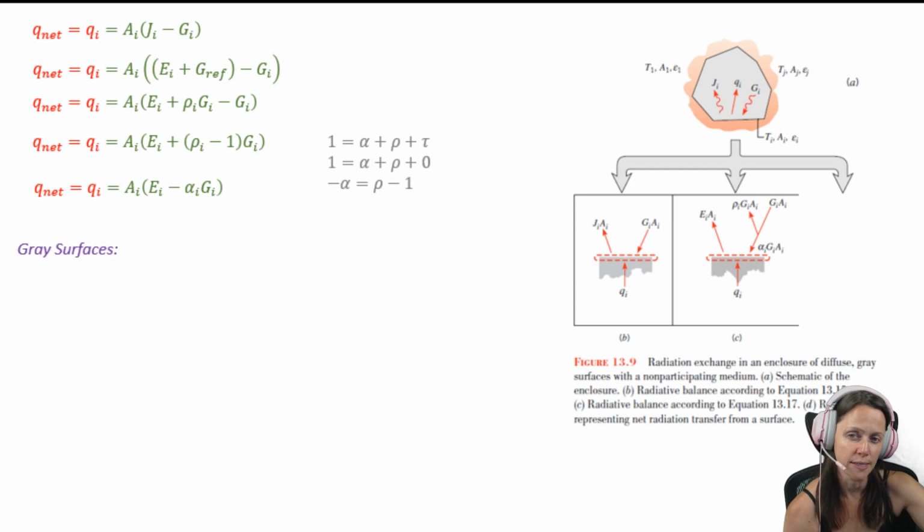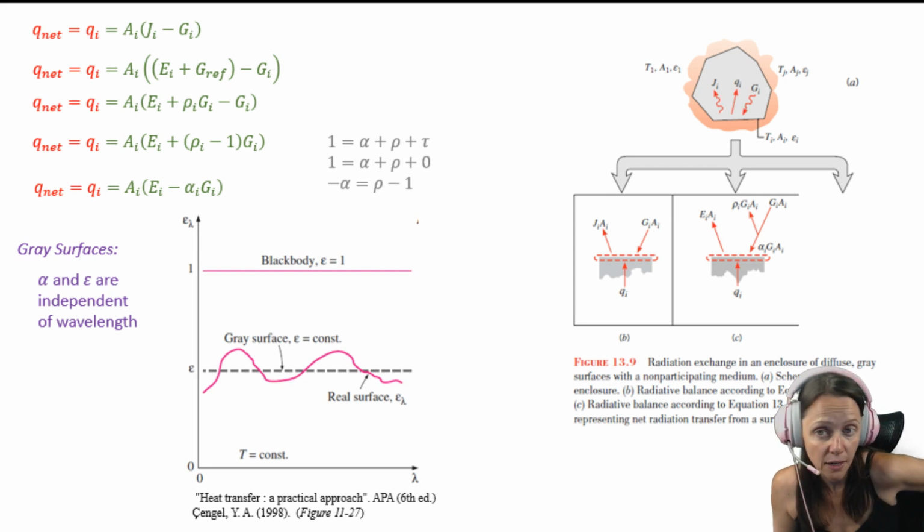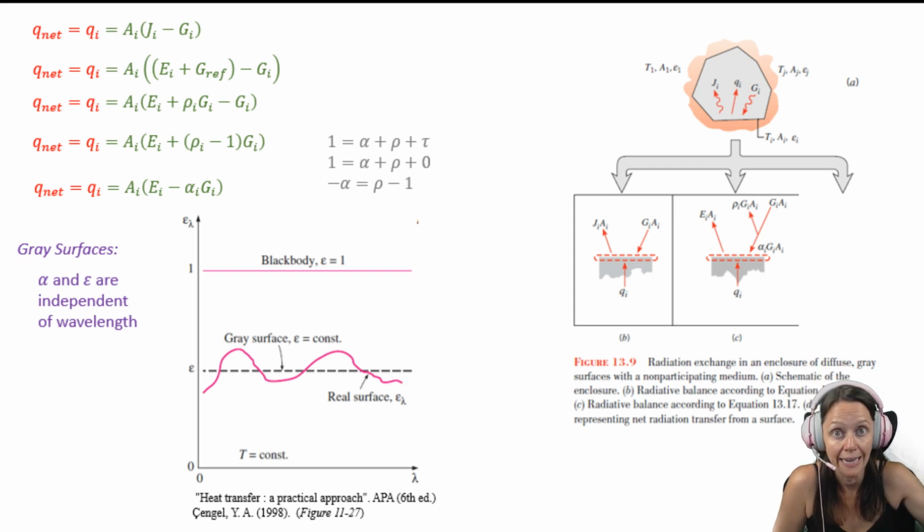Now let's introduce the concept of a gray surface. So radiation is a complex phenomenon. Properties might be dependent on the wavelength or the direction of radiation. And we often make a simplification and model surfaces as gray surfaces. So the properties of a gray surface are independent of wavelength over the spectral regions, i.e. the wavelengths of radiation that's being irradiated onto the surface and emitted by the surface.